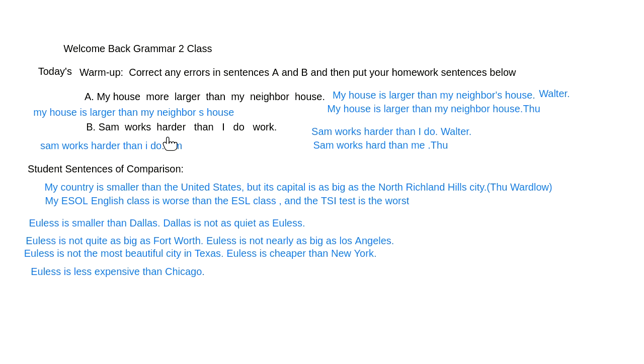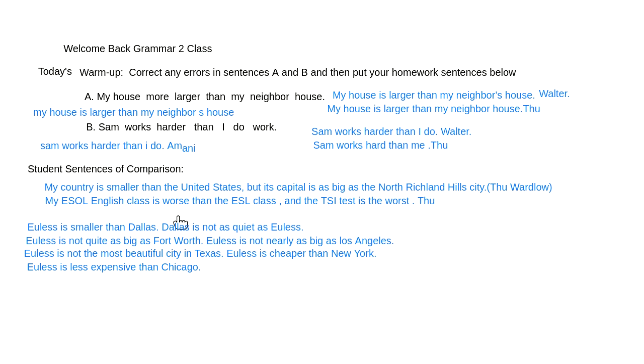Oh my God. Walter, you got like 4 sentences about Euless. Okay, so letter A. We're looking for any mistakes. It says, my house more larger than my neighbor house. Okay, we're missing a couple of things here. First of all, we're missing a verb.